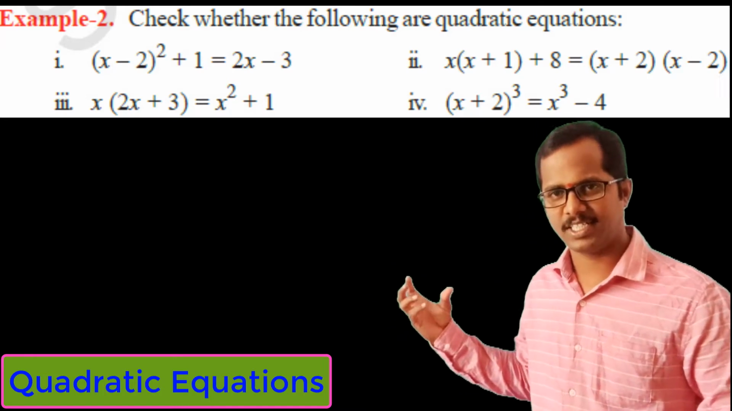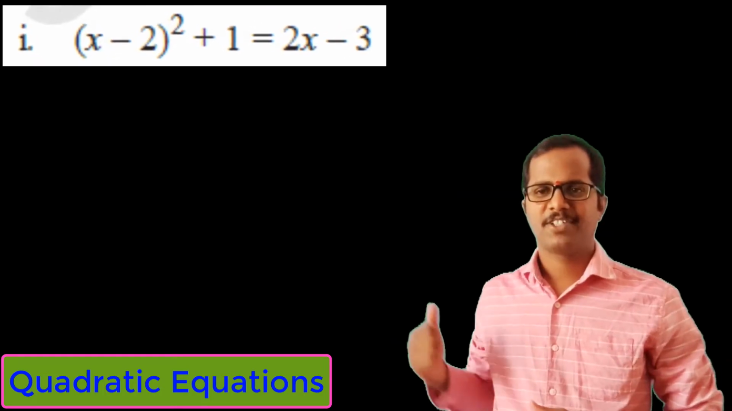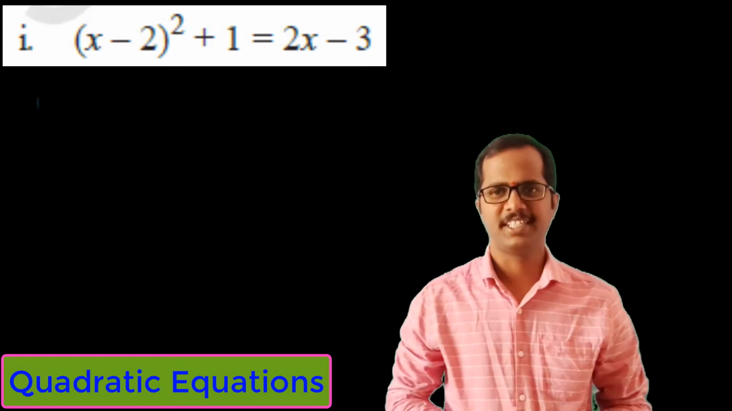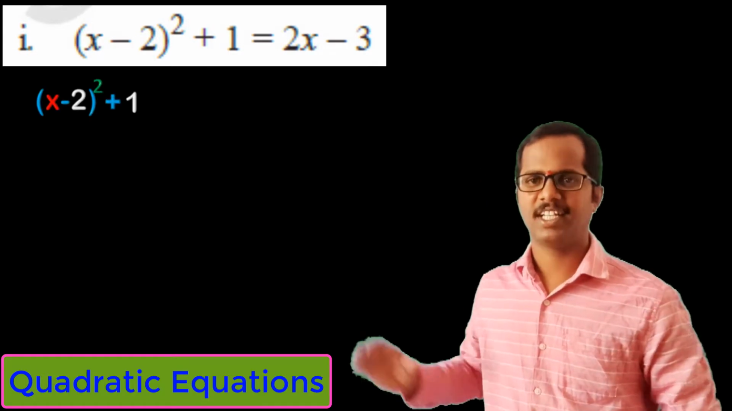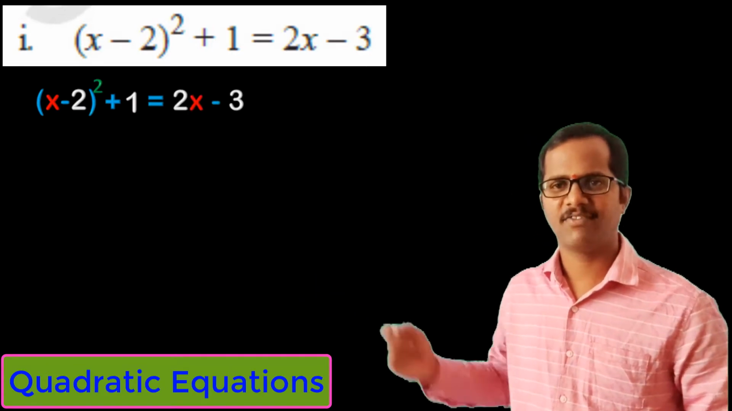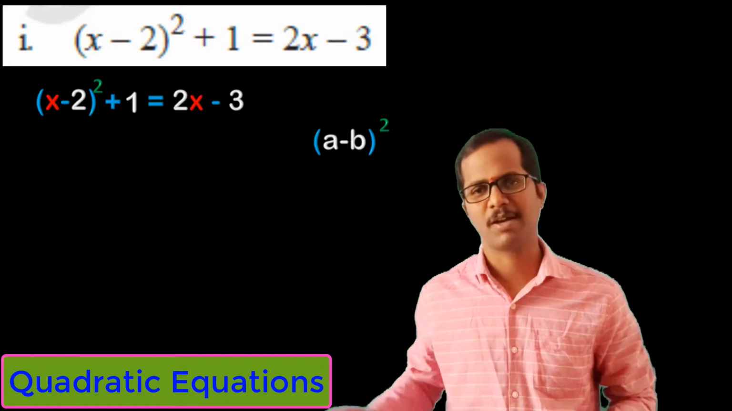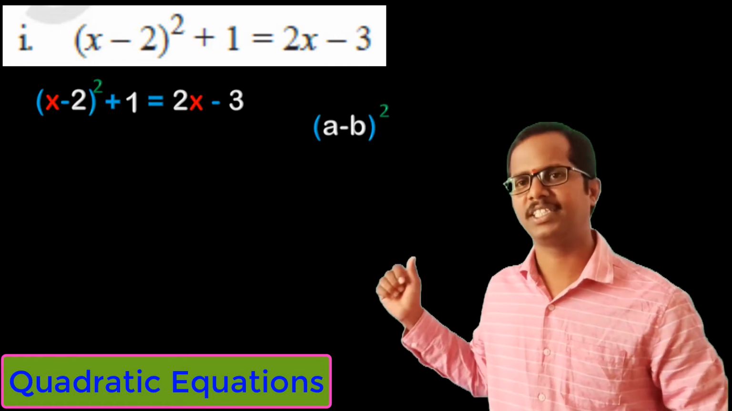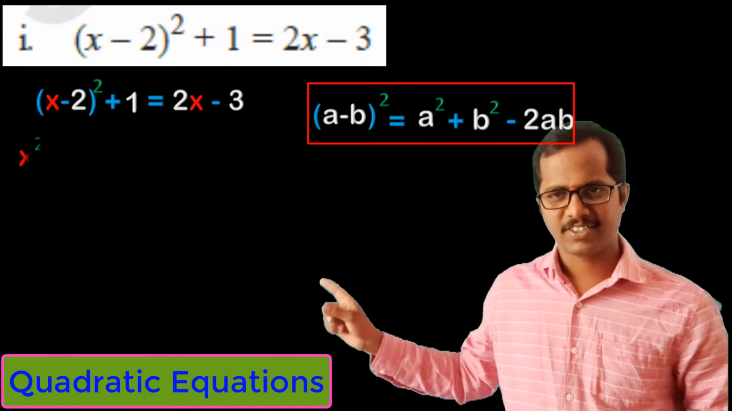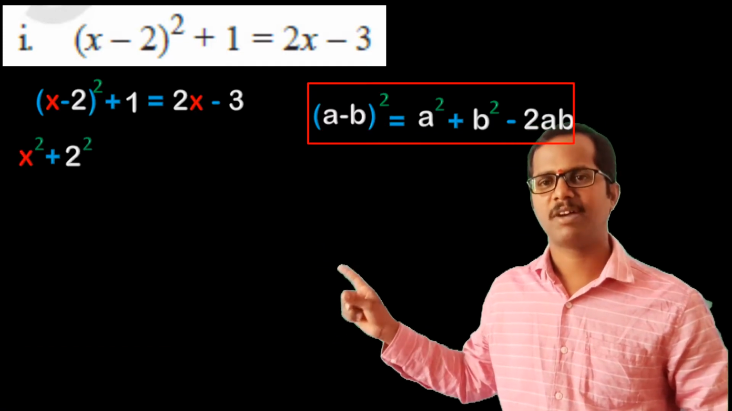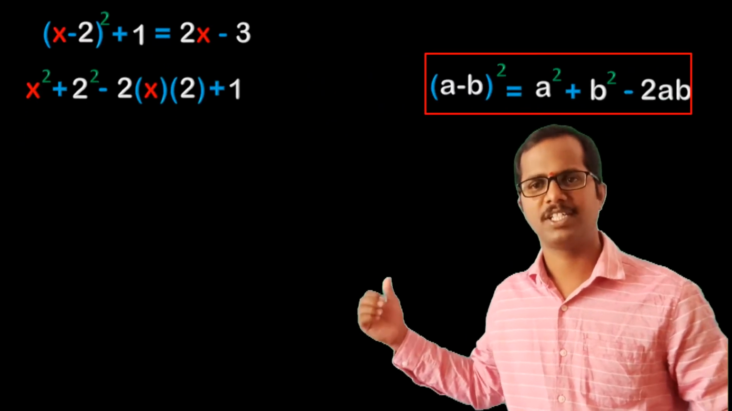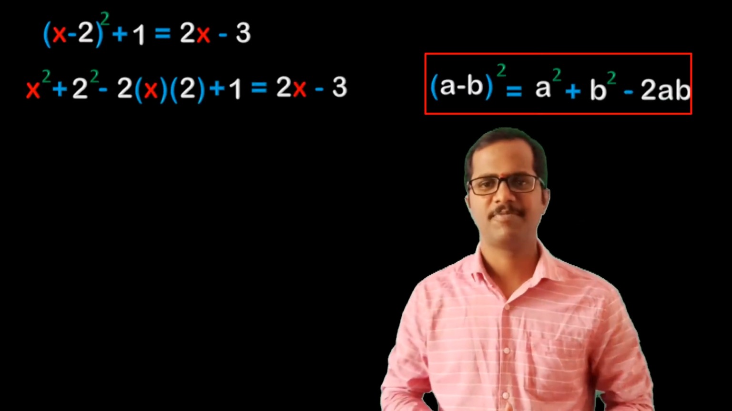The first equation is given as x minus 2 whole square plus 1 equals 2x minus 3. On the left hand side we have x minus 2 whole square, which is clearly in the form of a minus b whole square. By applying the formula, a square plus b square minus 2ab, we get a square as x square, b square as 2 square, and minus 2ab as 2 into x into 2, and the next term is plus 1, which equals 2x minus 3.